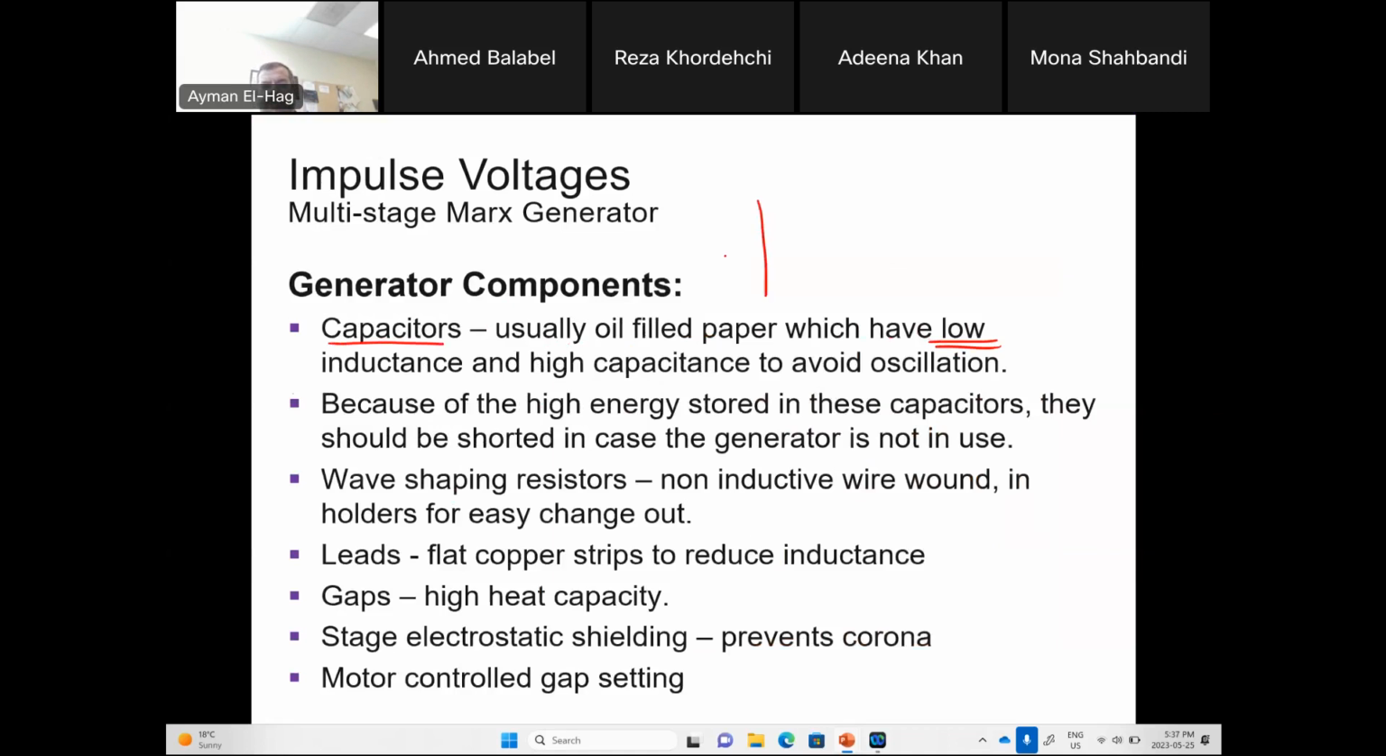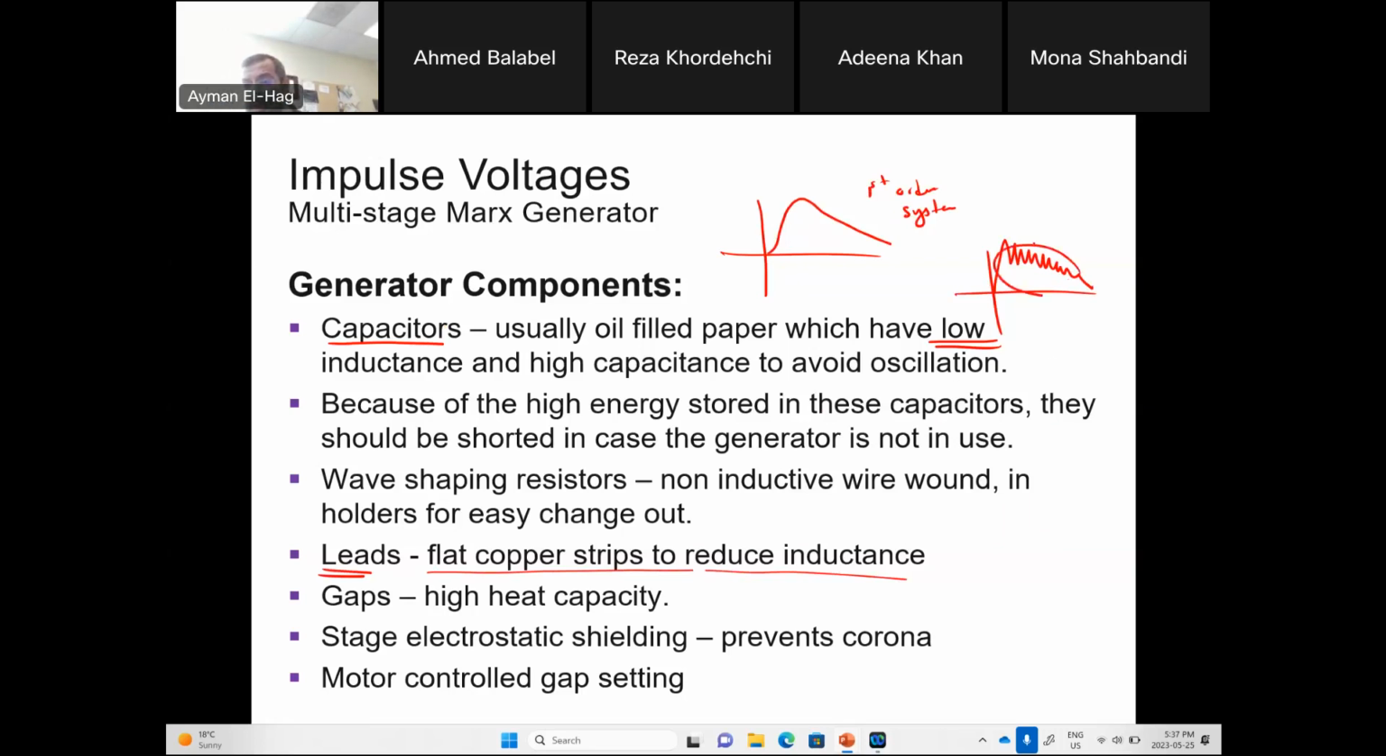Why? Because the system is capacitive. If we have high inductance from the capacitors or from the leads, and in the leads we use flat copper strips to reduce the inductance, you will not be able to have something like this. This is called a first order system. It's only capacitive. If I have an inductance there, then my impulse will not look like this. It will look like this. There will be a lot of ripples, a lot of charging and discharging.